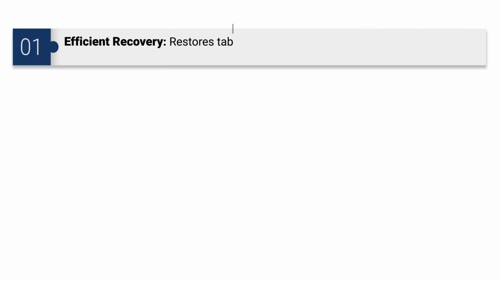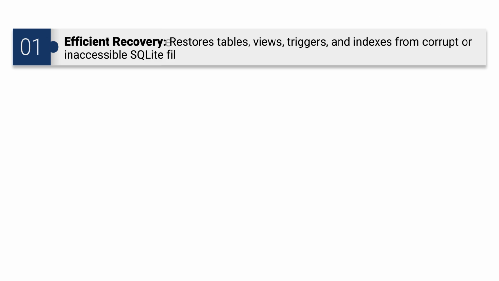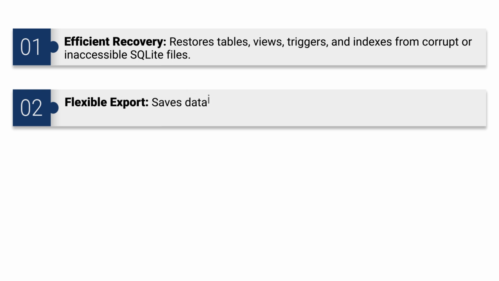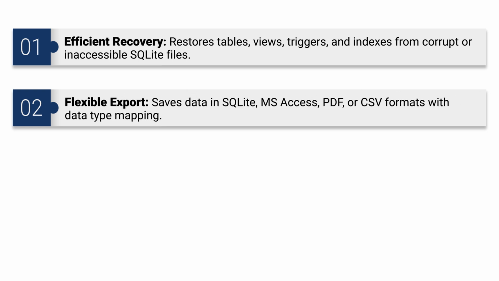First is efficient recovery. It restores tables, views, triggers, and indexes from corrupt or inaccessible SQLite files. Second, flexible export. It saves data in SQLite, MS Access, PDF, or CSV formats with data type mapping.